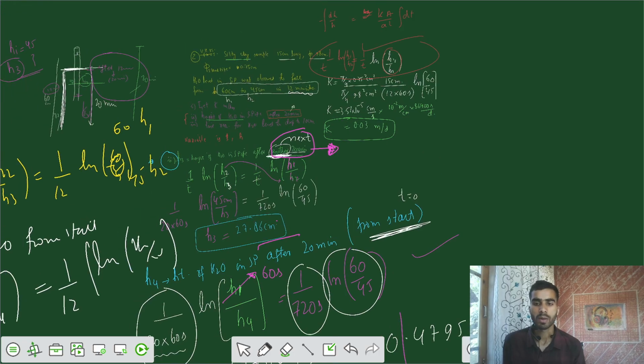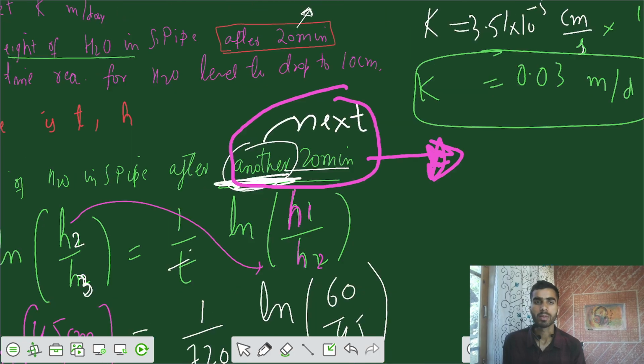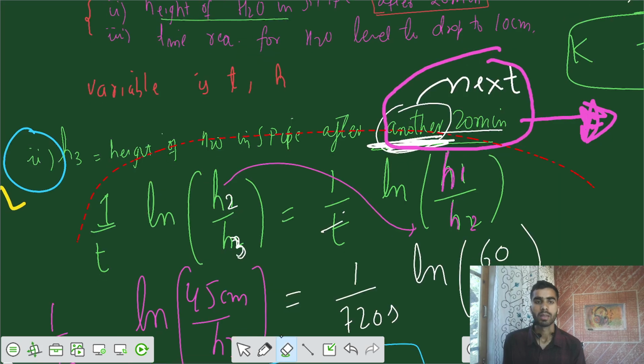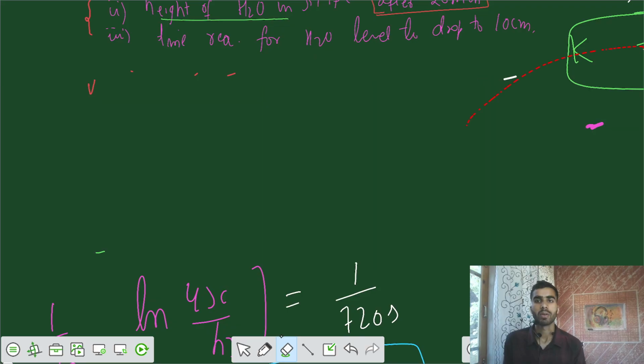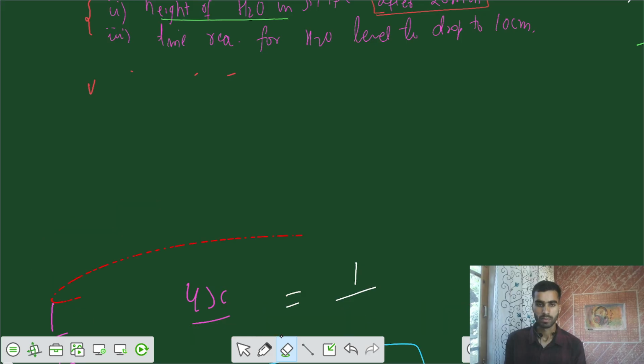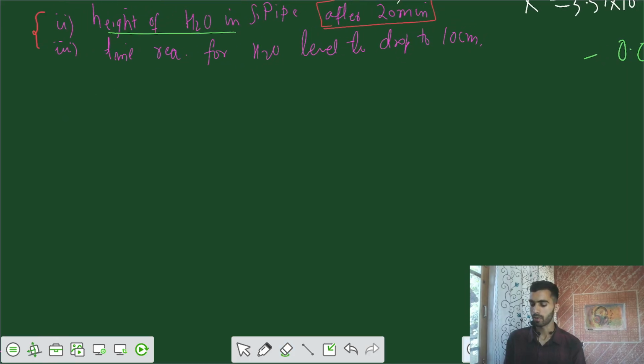Let's go for the third part of the problem. We need to calculate the time required for the water level to drop to 10 centimeters. For this part also we can solve it in two different ways.